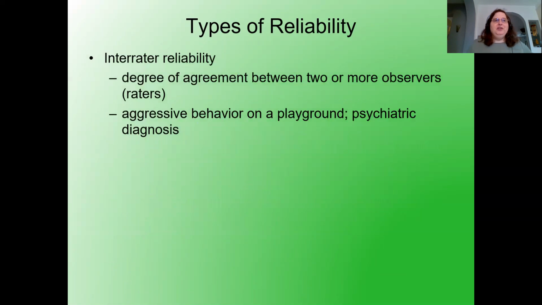So now we can talk about inter-rater reliability, which is the degree of agreement between two or more observers or raters. It can be really difficult to get at inter-rater reliability. So let's say you have two different people observing aggressive behavior on a playground. Imagine for a moment that they both see something that occurs between two kids. Will both of them rate it the same way? Will they rate it at the same level of aggression? Will they both see the same thing?